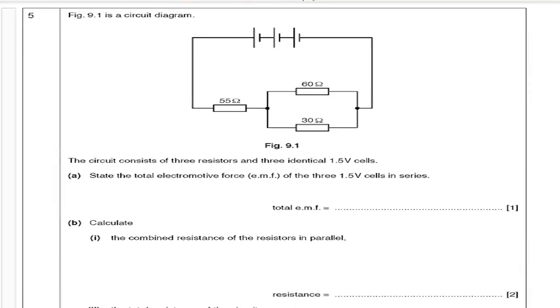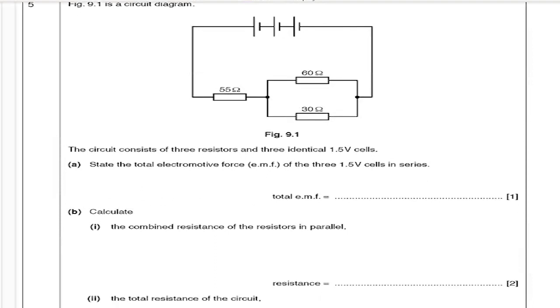All right, question five. We've got a circuit diagram, and the circuit consists of three resistors and three identical 1.5 volt cells. So let's draw that straight onto the diagram so that it's really simple. And then you're asked to take the total electromotive force of the three cells in series. So the fact that they're in series means I can just add them together. So I get 1.5 plus 1.5 plus 1.5, which gives me 4.5 volts.